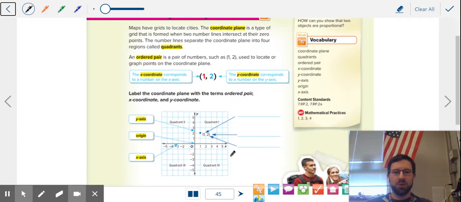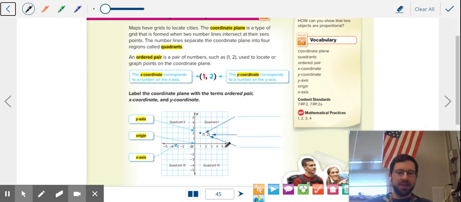So this is a coordinate plane. We got a bunch of vocab to go over. We have 4 quadrants on a coordinate plane. Quadrant 1 is all positive. Quadrant 2, it kind of goes counterclockwise. Quadrant 2 is negative x's and positive y's. Quadrant 3 is double negatives. And quadrant 4 is positive x's with negative y's. If anything falls on the line, that is no quadrant.